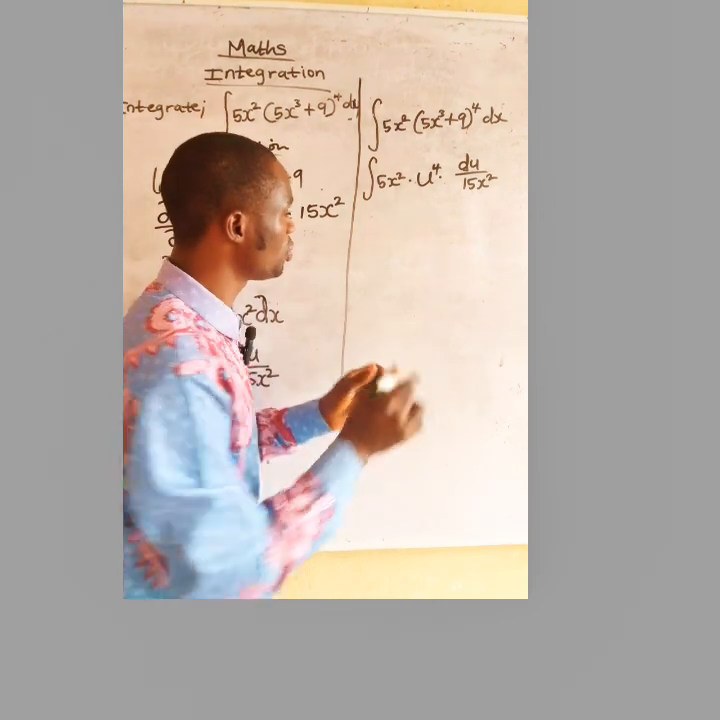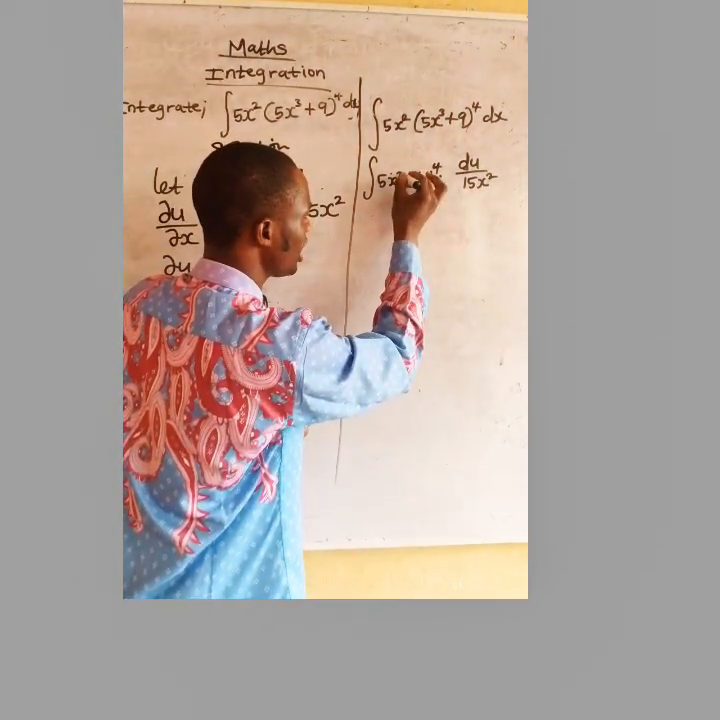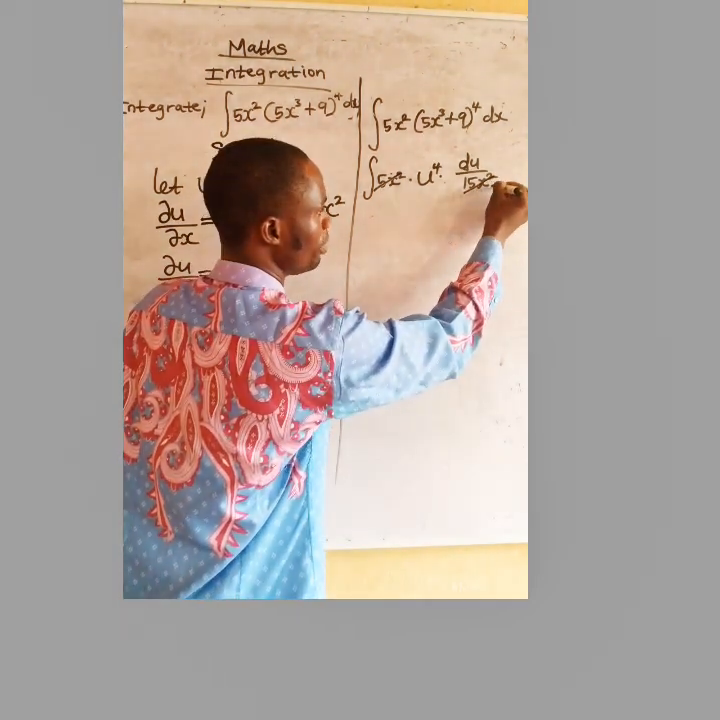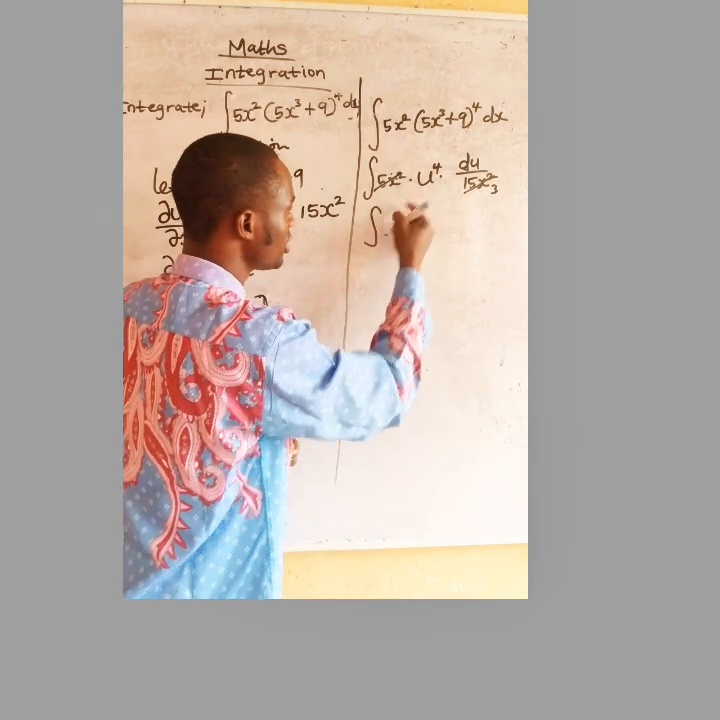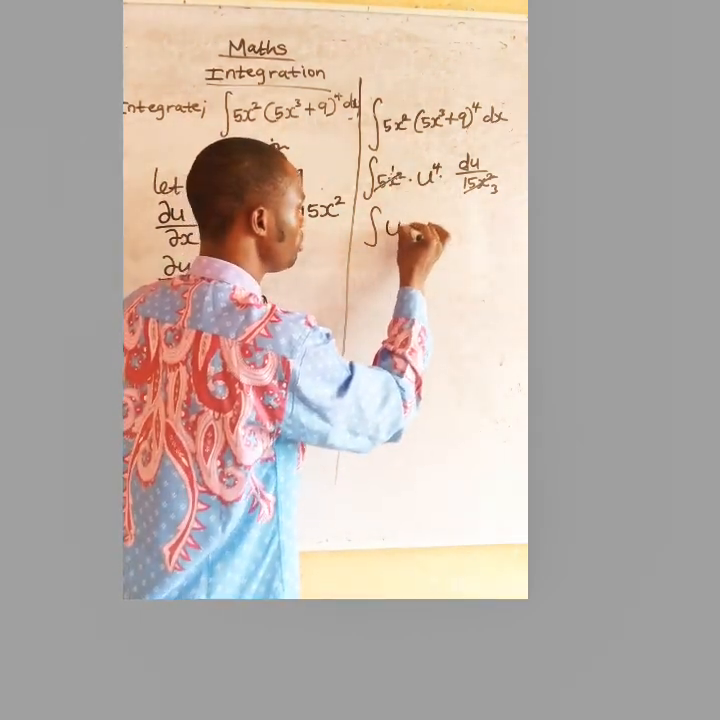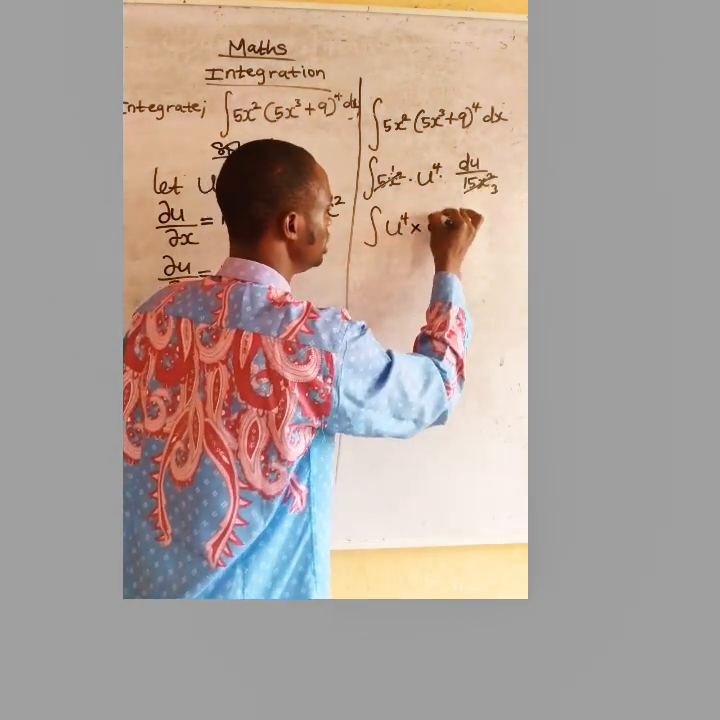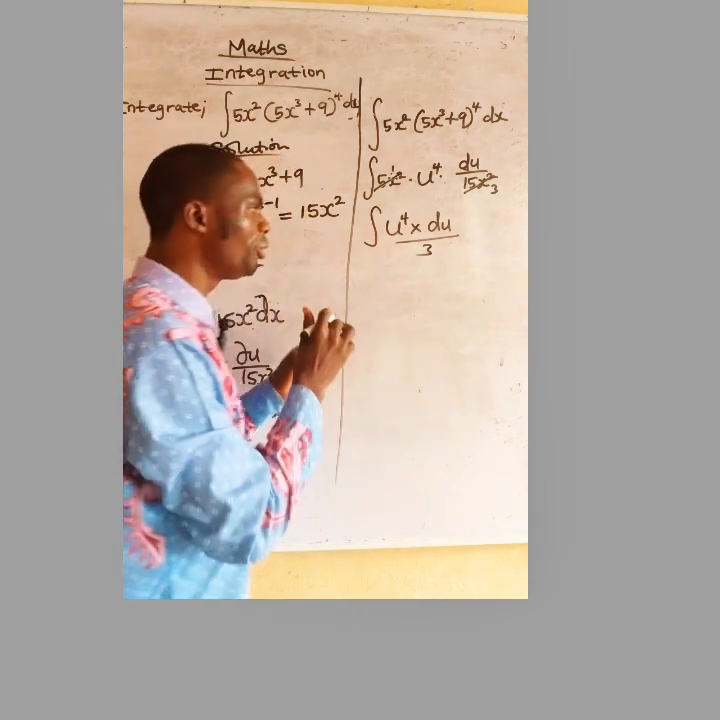The next thing I need to do now is to come here and say 5. 5x squared can cancel here. 5 in 15x squared remains 3 here. So what we have left is 1 here, 1 times u raised to power 4, multiplied by du, then all over 3.